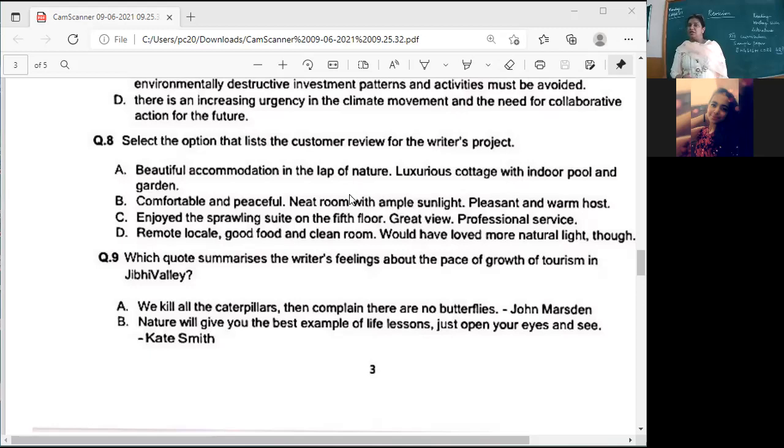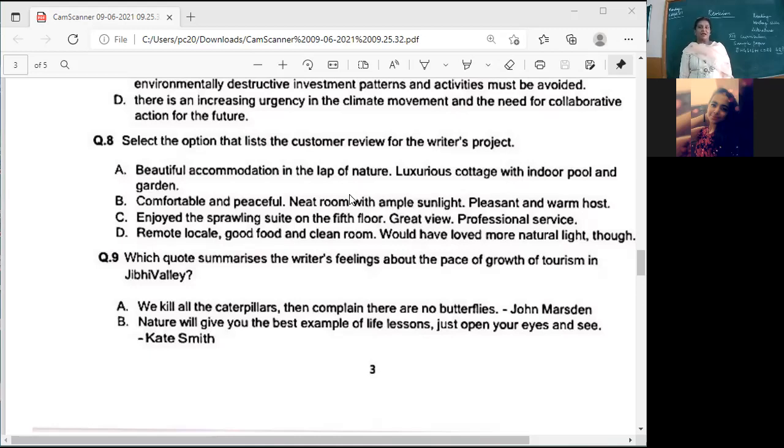Beautiful accommodation, luxurious cottage with indoor pool and garden, was it? Comfortable and peaceful niche room with ample sunlight, pleasant and warm host. He said he had added more windows. Enjoyed the sprawling suite on the fifth floor. Great view, professional service. Remote locale, good food, clean room. Would have loved more natural light though. Which one is the correct? He had emphasized natural light. It is there, like that is one big feature that he talked about. So is it B or is it D?